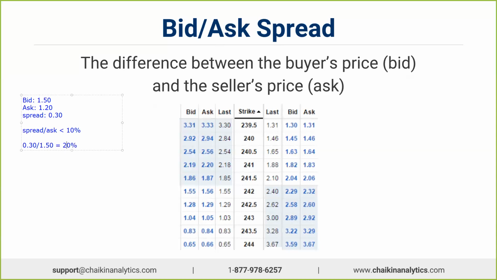The wider the spread, the more the risk that you're not going to be able to get out at the mid price, and you're going to be stuck with the most disadvantaged price to you. So if you own it, you'd be stuck selling it at the bid, and if you sold it, then you'd be stuck buying it at the ask.